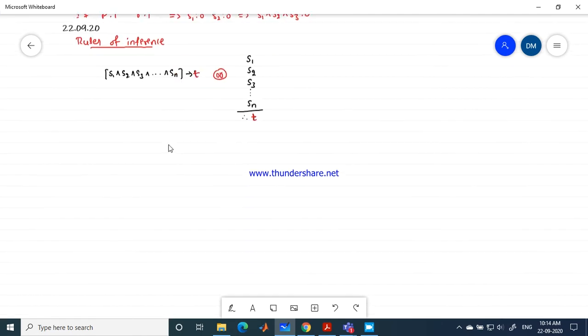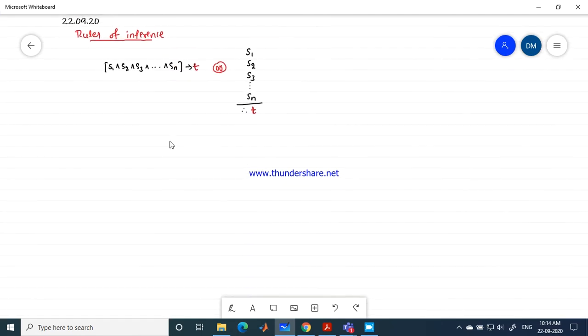Okay. So before we start with this, we know the definition of argument. We can write the argument in two forms. This is one way of writing the argument. This is the second form of writing the argument. So this is an argument. Now to determine the validity of the argument, we are going to use rules of inference.